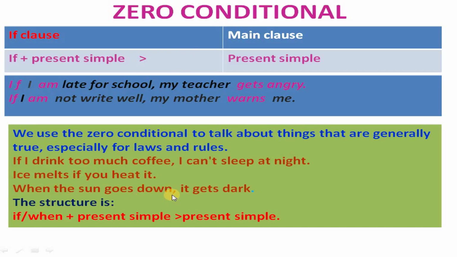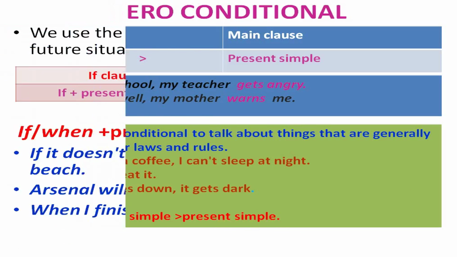When the sun goes down, it gets dark. So when the sun goes down, it is simple present tense. It gets dark, it's also simple present. That's why it is a zero conditional. The structure of a zero conditional sentence is if or when plus present simple, and again the main clause is present simple. Such kinds of sentences are called zero conditionals.